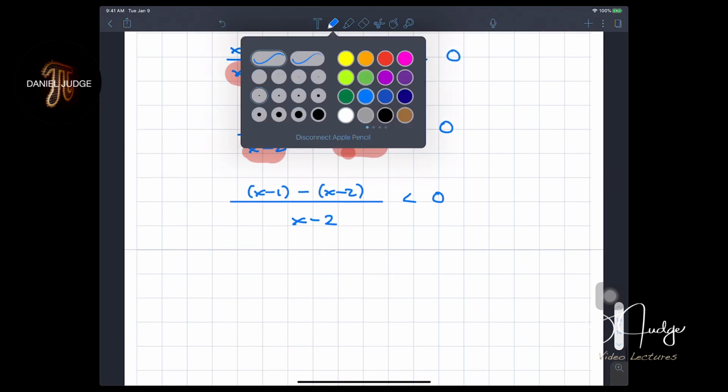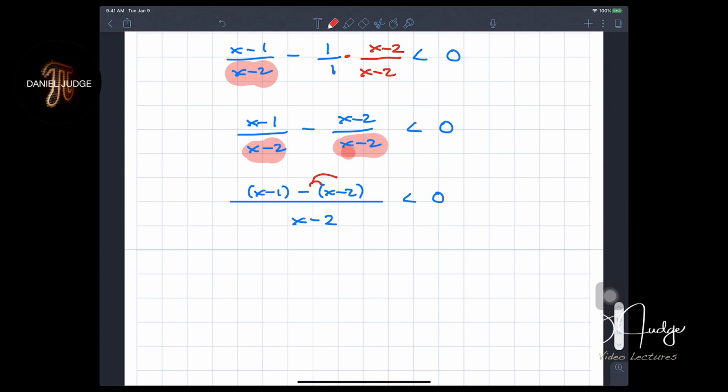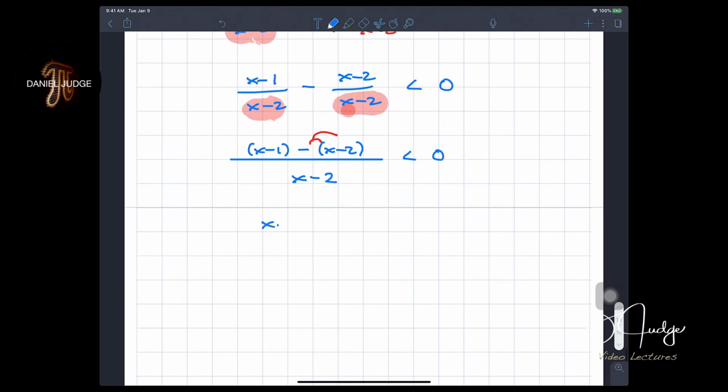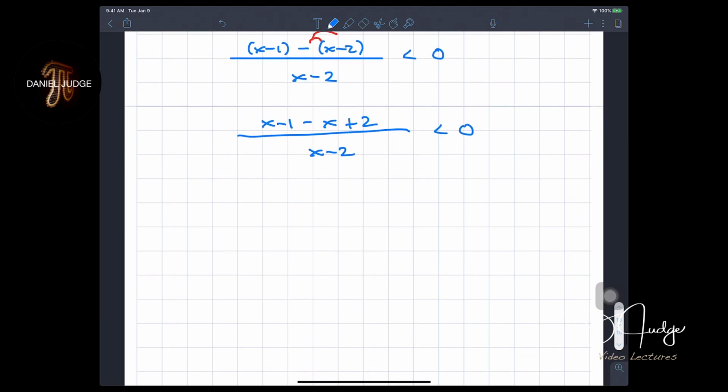So I'm going to say to you guys, distribute: x minus 1 minus x plus 2, over x minus 2, and that's less than 0. So we can combine like terms. And ladies and gentlemen, notice the cancellation here. You have an apple, you owe an apple, they're gone. You owe $1, you have $2. The numerator is 1.